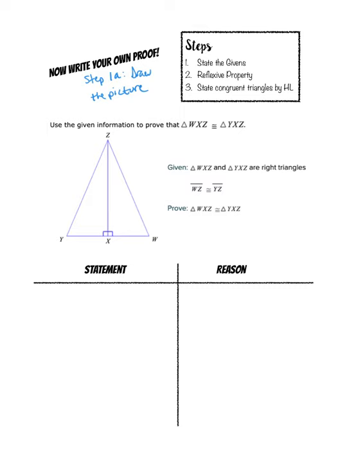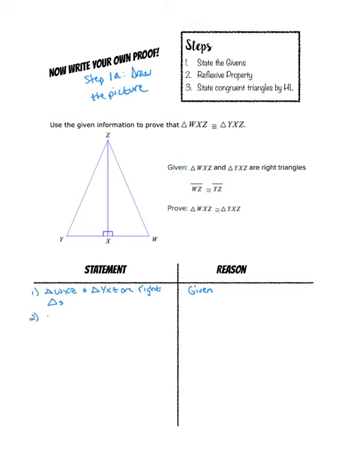All right, so given WXZ and XYZ are right triangles. So one triangle WXZ and triangle YXZ are right triangles. That's a given. There's nothing to mark because we already have the right angle there. Nothing to mark.